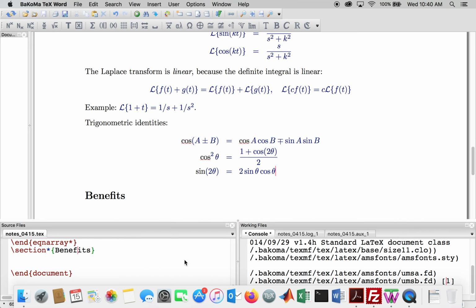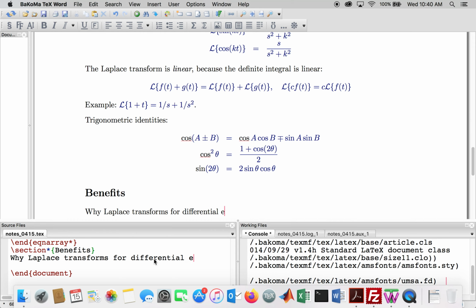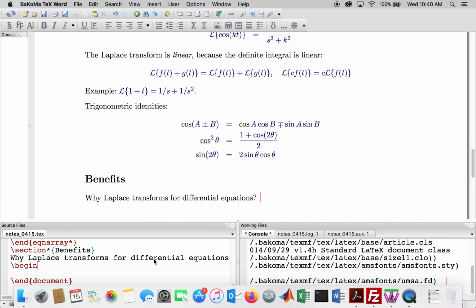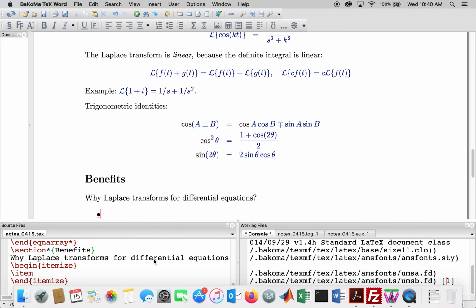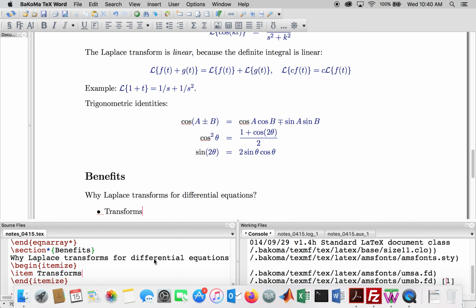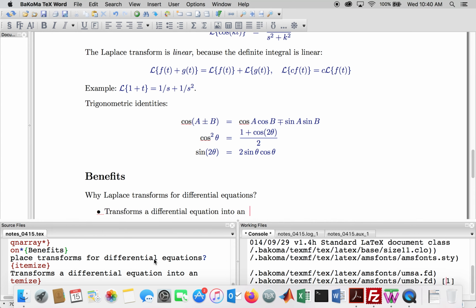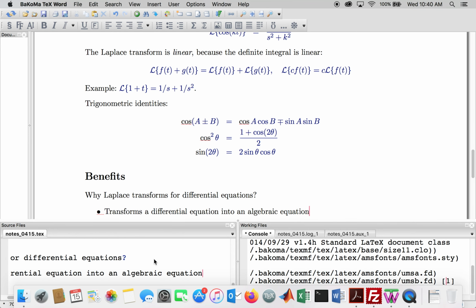Okay, so the last thing I want to take a little time on is how is the Laplace transform helpful for solving differential equations? So there's a few reasons I can give. The first is that the Laplace transform transforms a differential equation into an algebraic equation, something that would be much easier to solve.